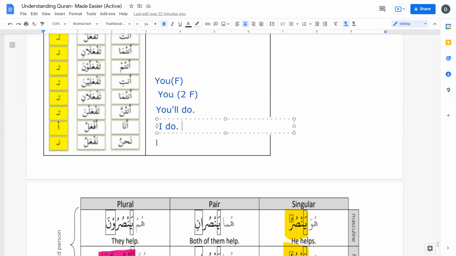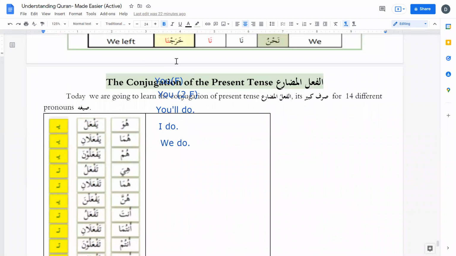So nahnu is plural and it's we do. So I hope this reminds you, just like the past tense.